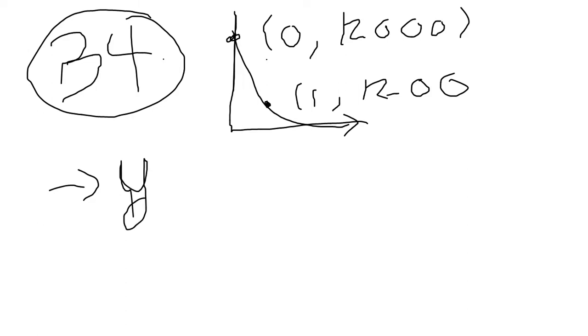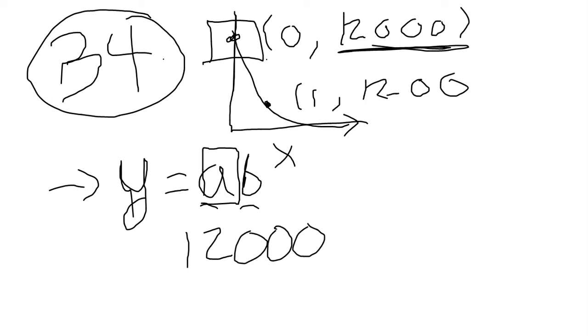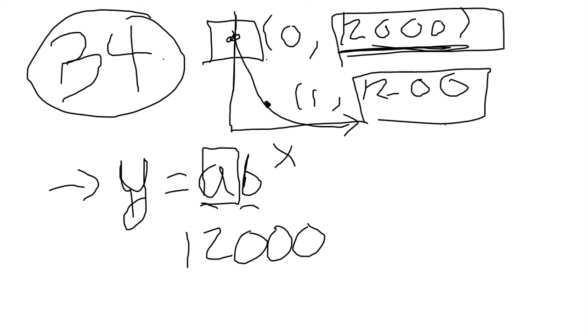So again, our goal is to get down to y equals a b to the x. So clearly we need to figure out what a and what b are here. When I actually give you the graph, this is a pretty simple process. If you remember, a really is just our y-intercept or our starting point, which is, hey, right here. So we're going to use the y value there. So I know that a is just 12,000.